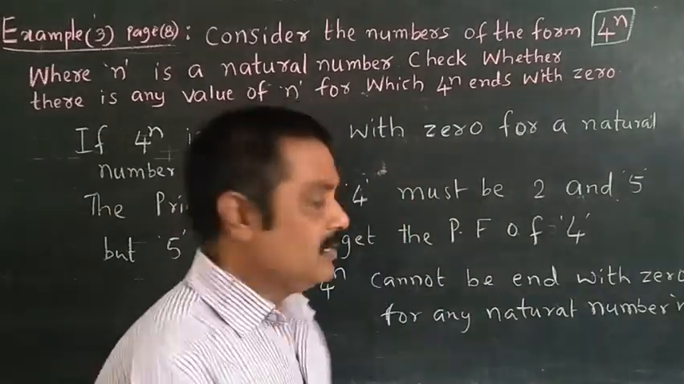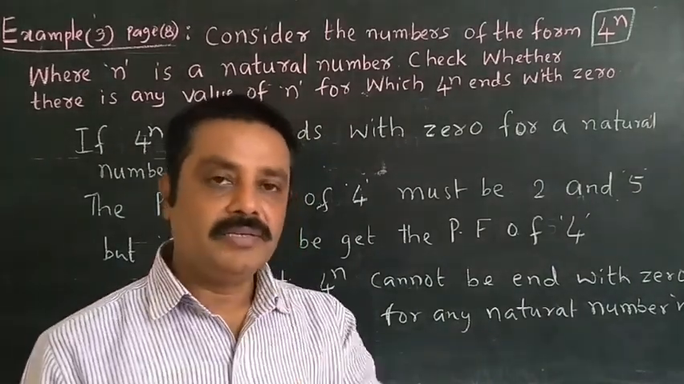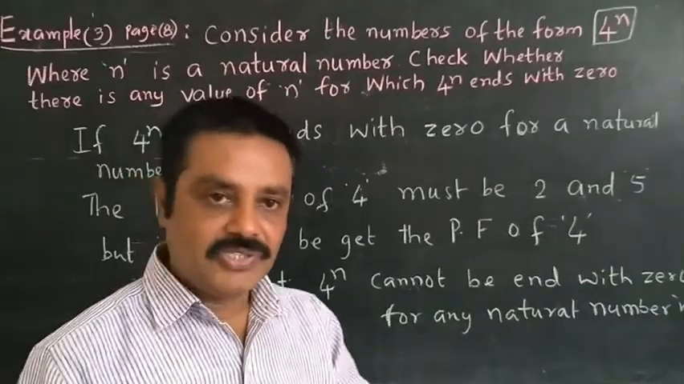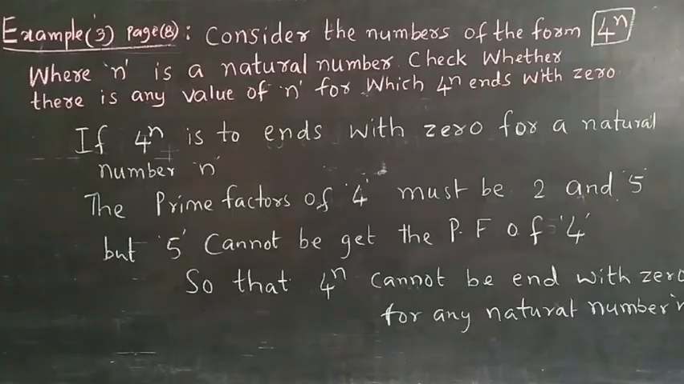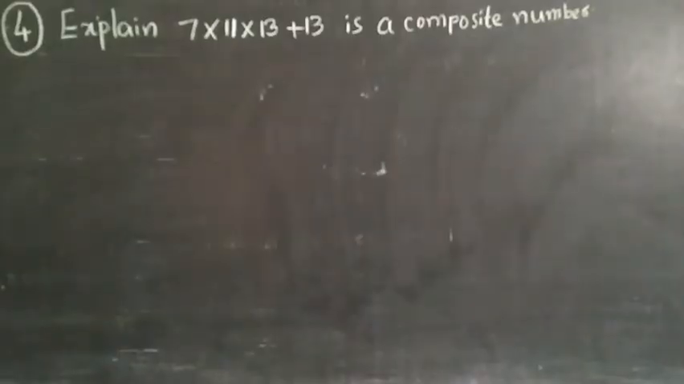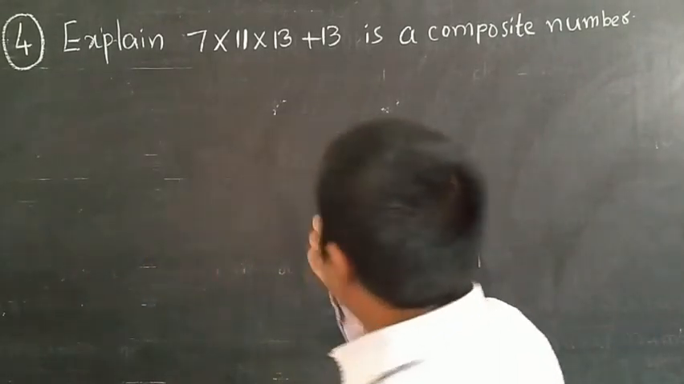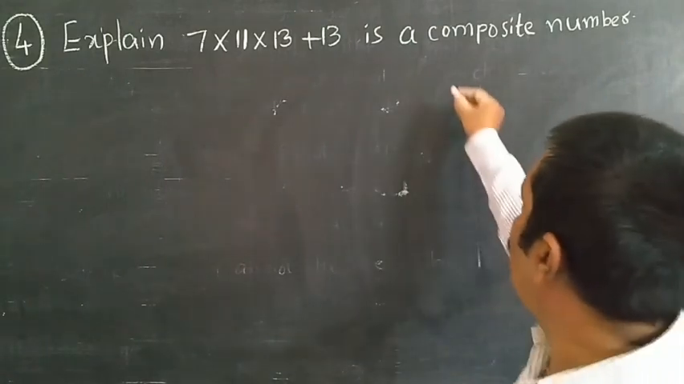Okay, do one thing. If you understand this question, then go and find the third question in exercise second. Clear, children? Right, very good. Okay, children, see this question. Explain why 7 into 11 into 13 plus 13 is a composite number.